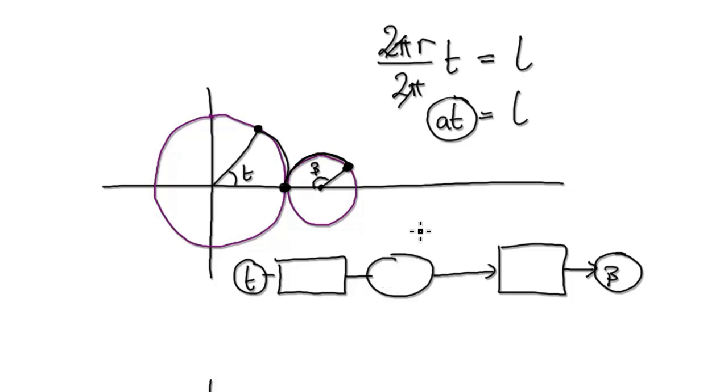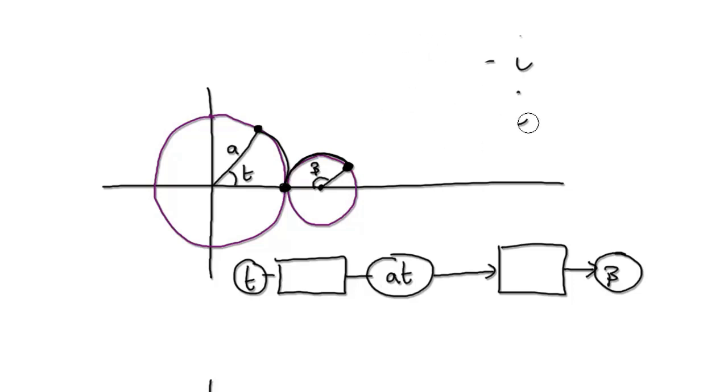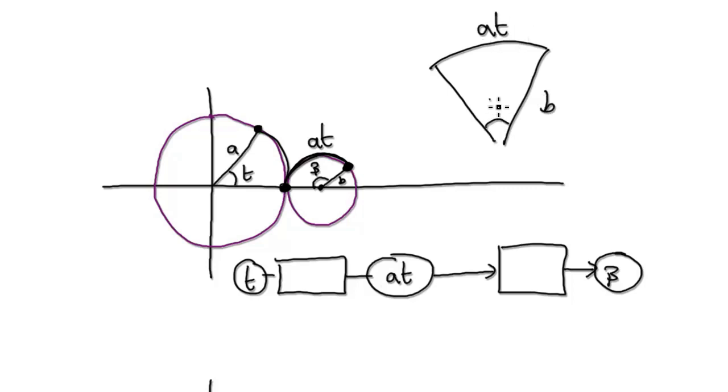So now we've worked out the arc length is really the radius times t. Now when you feed this into the second machine, it needs to do this. We know the arc length is at. We've got to somehow work out the angle, and this angle here is beta. The radius is b. So what we've got here is a radius of b, an arc length of at, and our job is to work out this angle, beta.